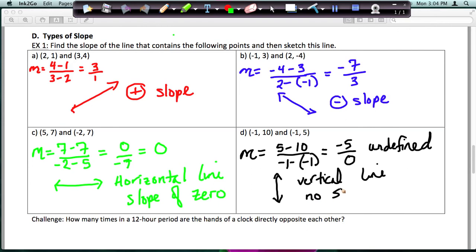So those are the 4 different types of slopes that you could have.